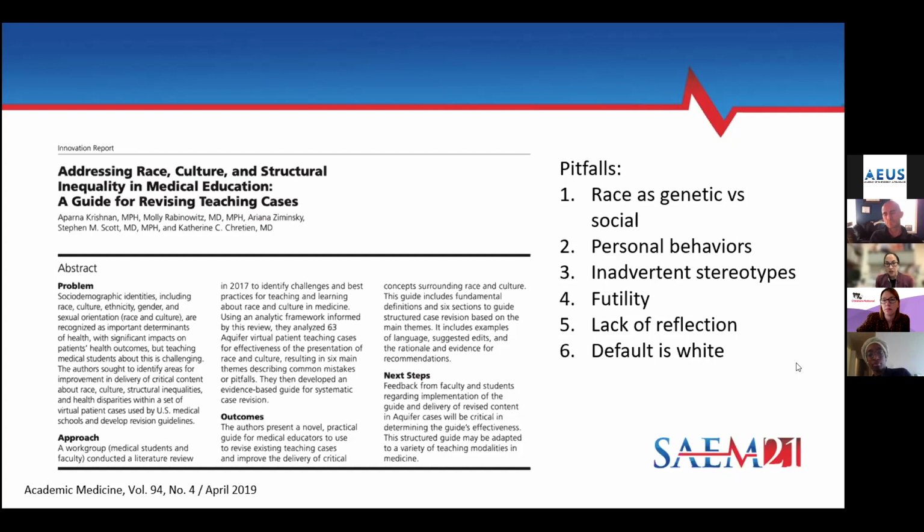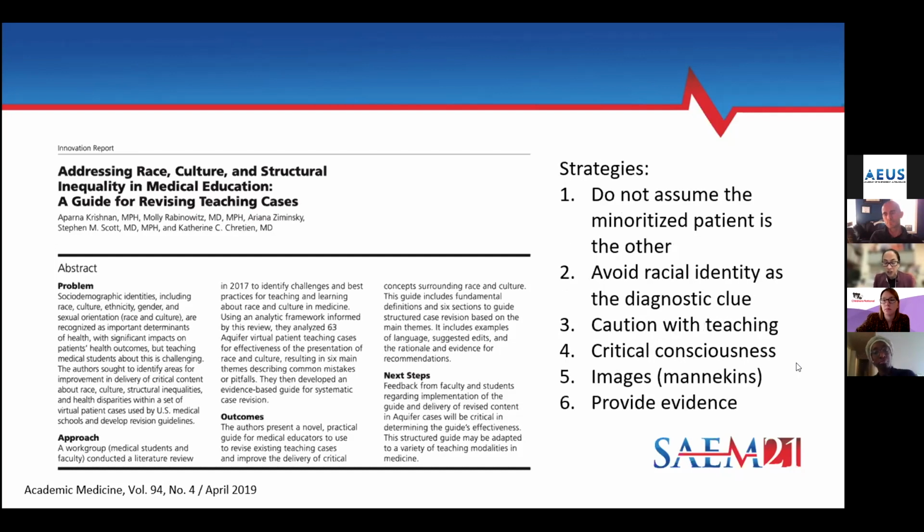And so what they've done is generated some strategies to help us in rebuilding these cases. And we think that they're pretty useful for rebuilding SIM cases, right? So one is, do not assume that the minoritized patient is the other. What is the reason that when you buy a mannequin for your sim center that you buy a white-skinned mannequin? Why shouldn't we all just buy the African American skin mannequin as our default, right? Like the idea that the minoritized patient is automatically otherized.